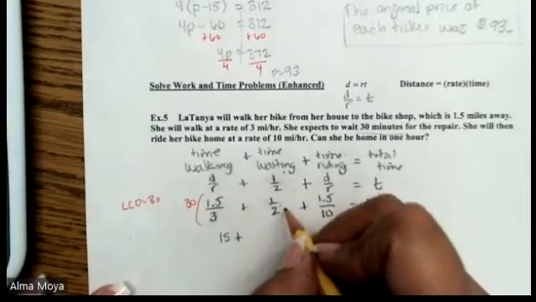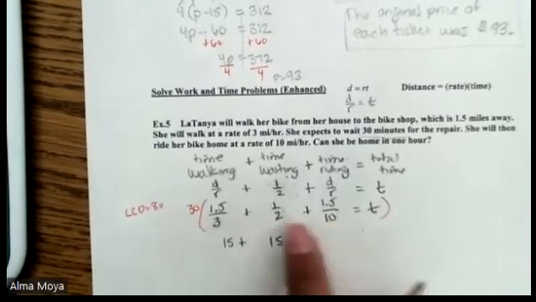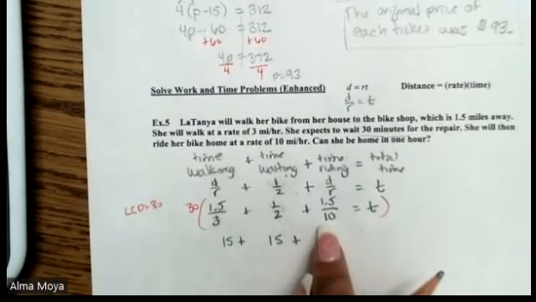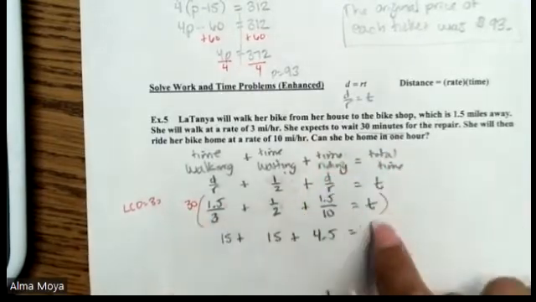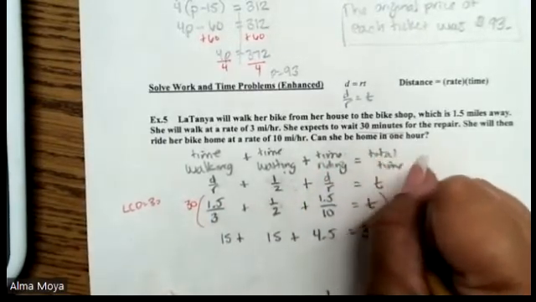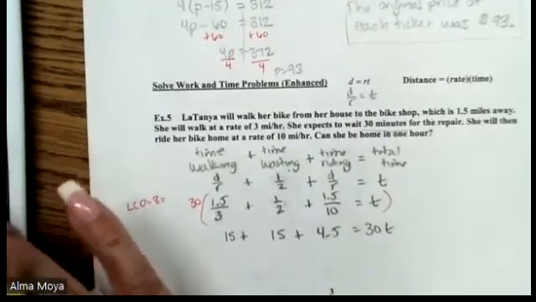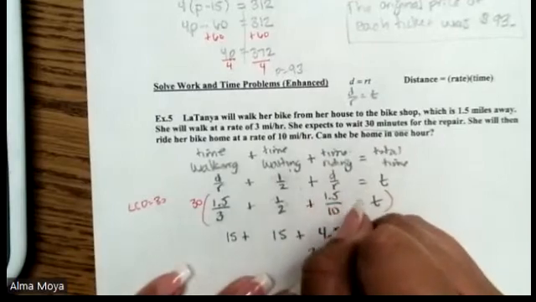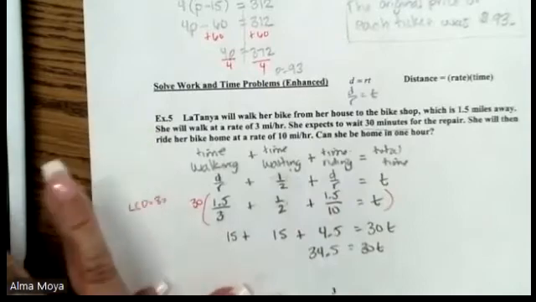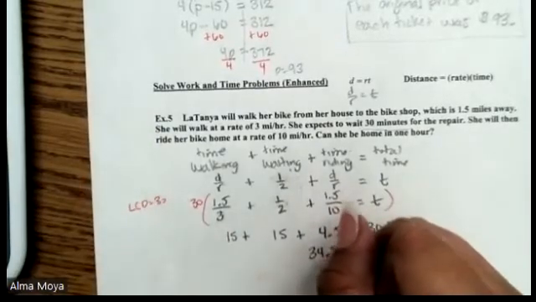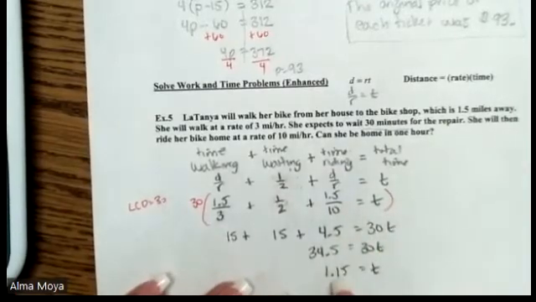So right here, 30 times 1/2 is going to be a 15. Right here, 30 divided by 10 is going to be a 3. So I'm basically left with 3 times 1.5, which is 4.5. And then 30 times t is going to be a 30t. So then 15 plus 15 plus 4.5. Divide both sides by 30. So I'm left with 1.15 equals the time. So that's how many hours it's going to take her.